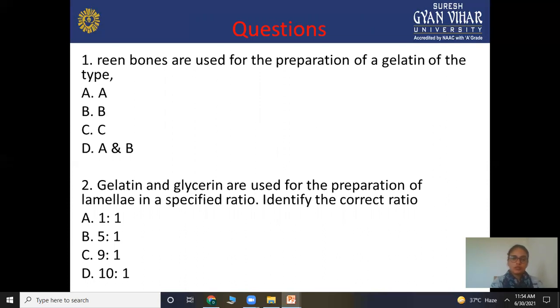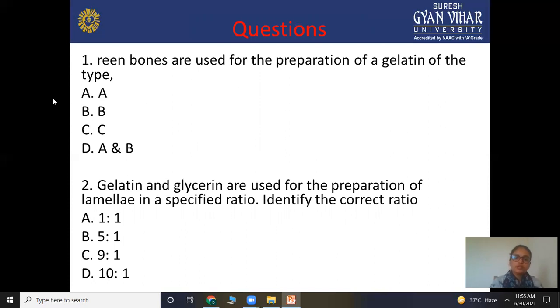After completing this topic, you should know what a hard gelatin capsule is, its definition, size, shape, and how you manufacture it. So when you have the complete introduction regarding this chapter, you can easily answer these questions. These questions are very simple and related to this topic. In the first question, which raw bones are used for the preparation of gelatin type A.